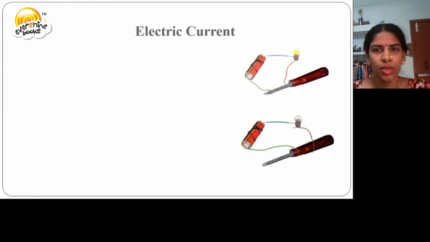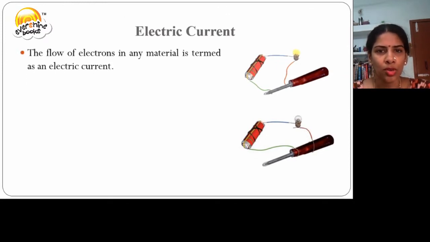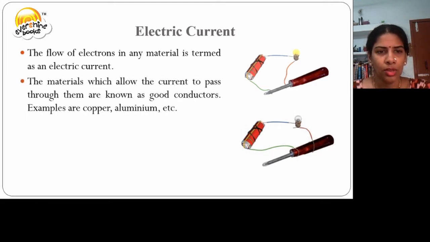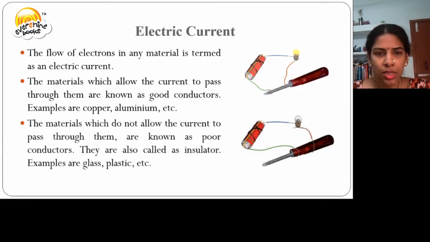Let us now discuss the electric current. The flow of electrons in any material is termed as an electric current. The materials which allow the current to pass through them are known as good conductors. So, when you fix the materials in the circuit as shown in the figure, the bulb glows for the good conductors and the bulb does not glow for the poor conductors. The materials which do not allow the current to pass through them are known as poor conductors. They are also called insulators.